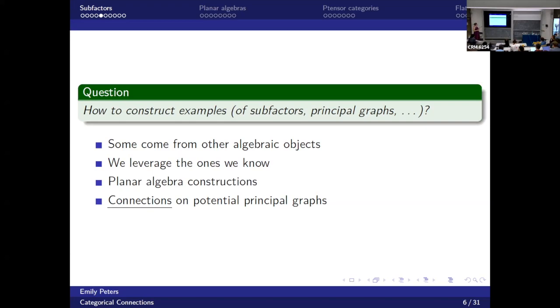The thing I want to talk about today is, historically, after these first few steps, the next thing people did: they looked for connections on potential principal graphs, looking at the combinatorial data and trying to understand when there was an algebraic object associated with that combinatorial data. And so that's what I'm going to tell you more about now.